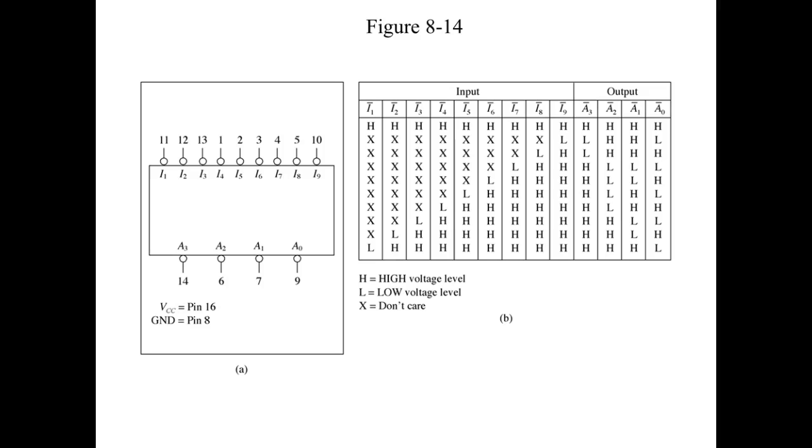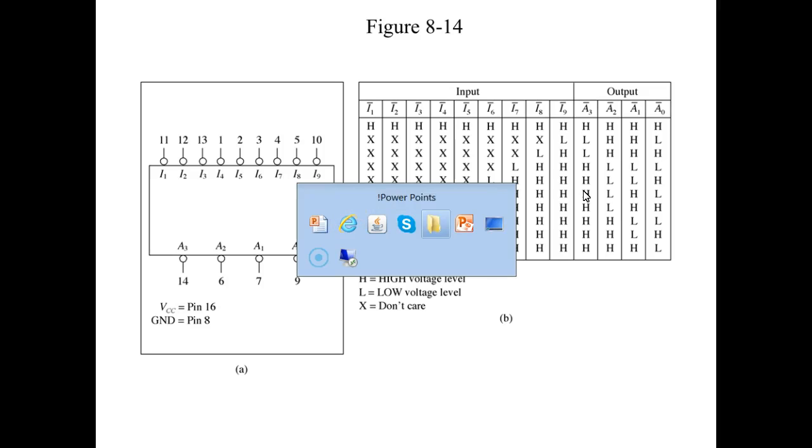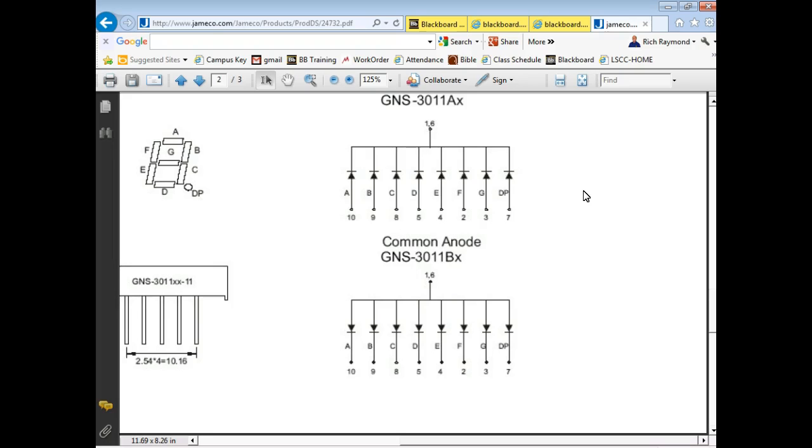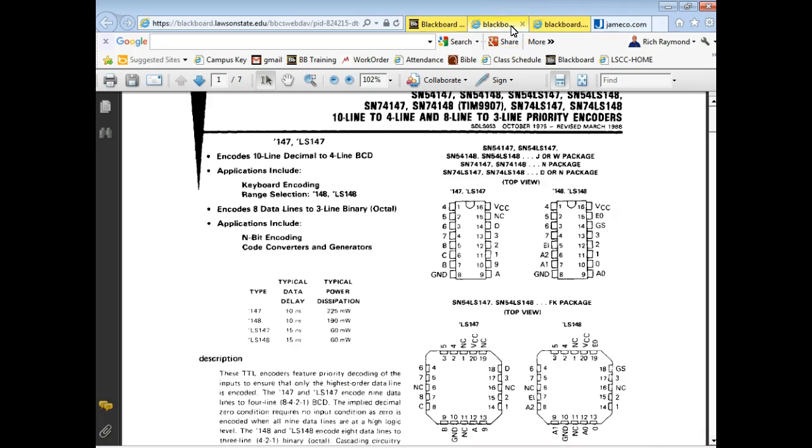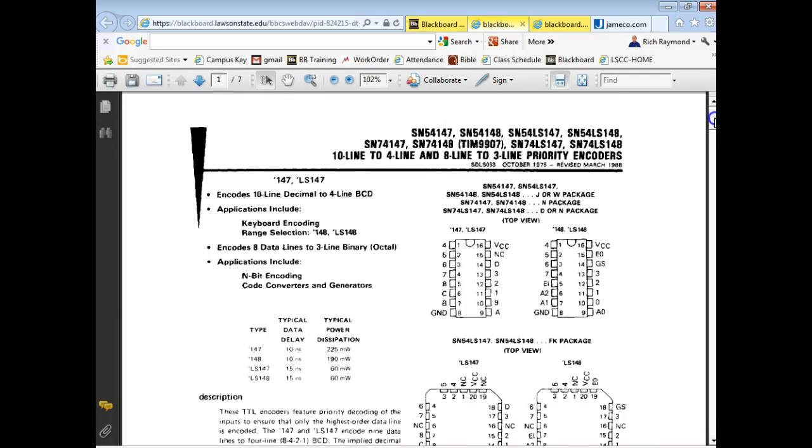So this is the 74147. This is the truth table. I don't like using the truth tables in the book. I like using the truth tables that we get on a data sheet, right? You understand? So let's go in the Blackboard and let's find the data sheet for a 74147. Should be listed in there.